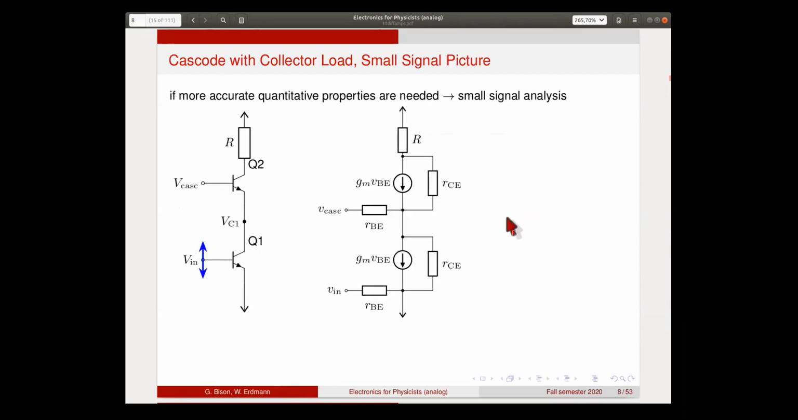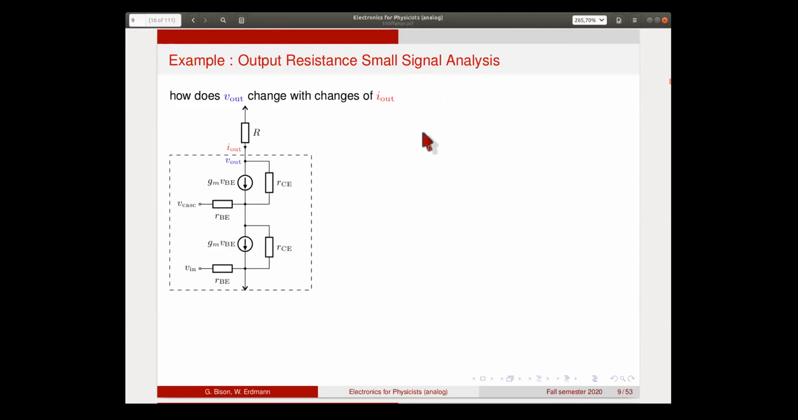So we can also analyze this more qualitatively using the small signal picture. If we need more than the qualitative results, we can do the small signal analysis. So here we have the equivalent of this circuit. These are the two transistors with the hybrid pi model and the load resistor on top of that.